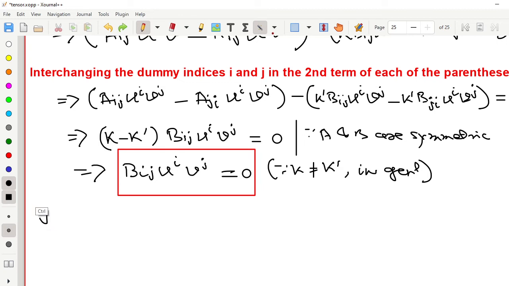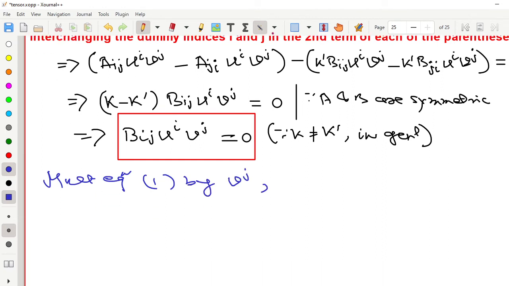Look, multiplying equation 1 by v_j. It was already multiplied by u_i; you multiply by v_j, so that makes it a_ij minus k times b_ij. You already had u_i over there, the contravariant, and you additionally multiply by a v_j like this.